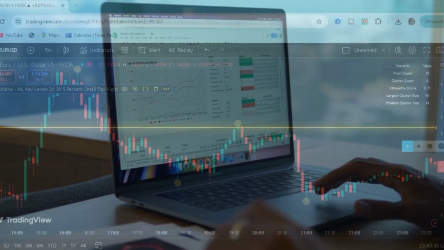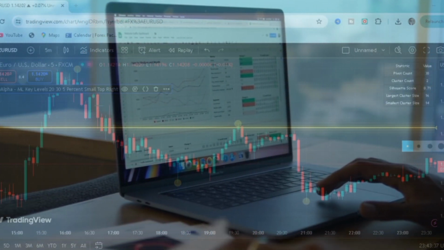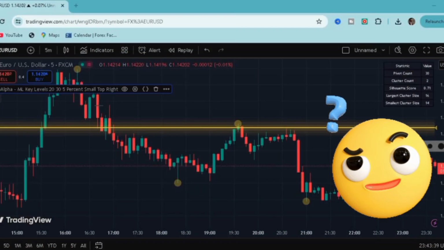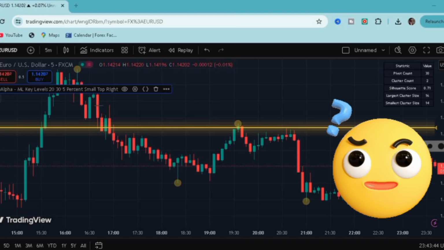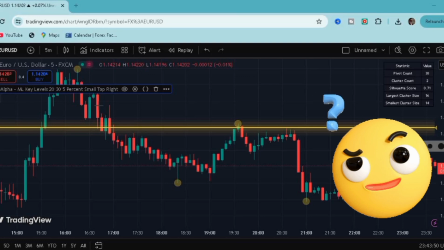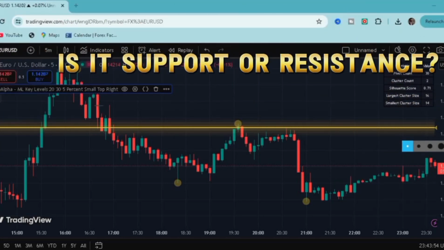And I know the question you have right about now: what is this drawn right on the chart right here? What is it trying to show? Can it help us execute trades? What are you trying to show us when it comes to these kinds of drawings that you have right on your chart? And then you can ask yourself, is it support and resistance?